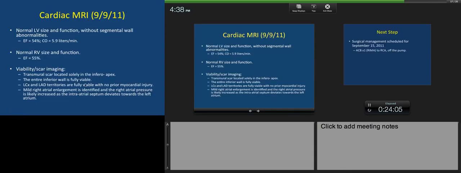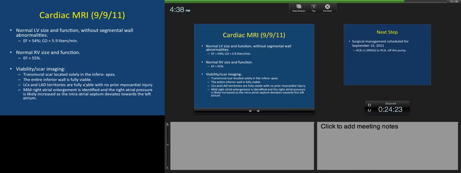Cardiac MRI showed no reduced ejection fraction of both the left and the right ventricle. The transmural scar was located only in the inferior apex, and the left circumflex and the LAD territories were fully viable with no prior myocardial injury.